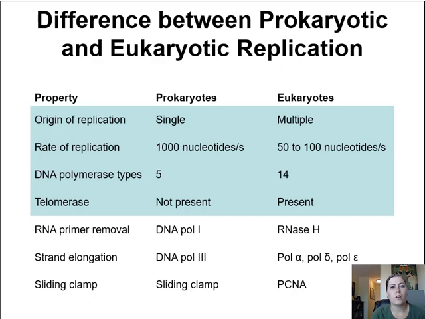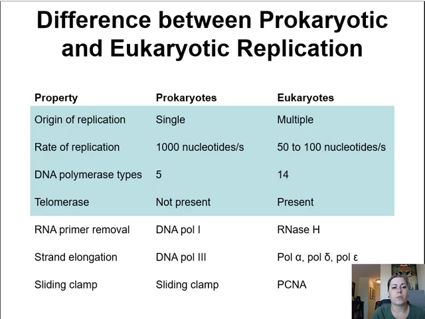Now we've covered prokaryotic DNA replication, and it is very similar to eukaryotic cell DNA replication with a few differences. So, one big difference is that the origin of replication for prokaryotes is in a single location, whereas the origin of replication for eukaryotic cells can occur in multiple locations. It can occur in hundreds, if not thousands, of locations.